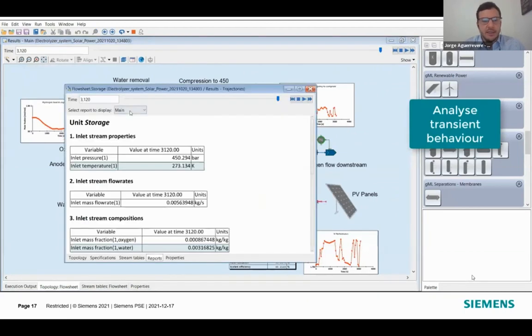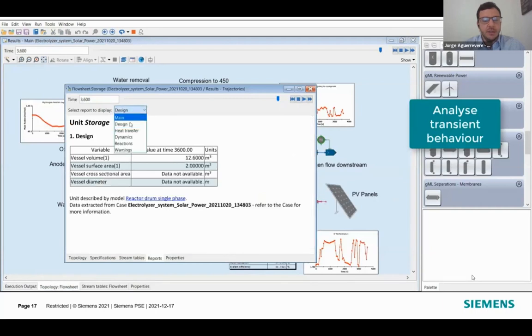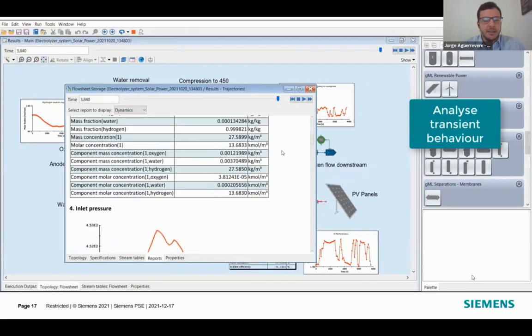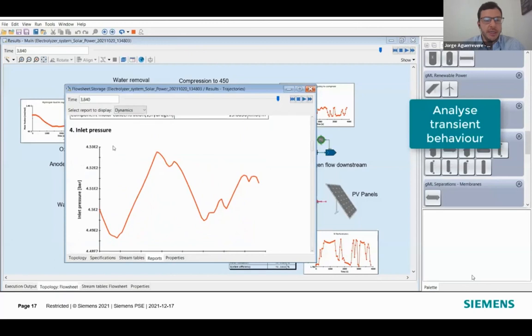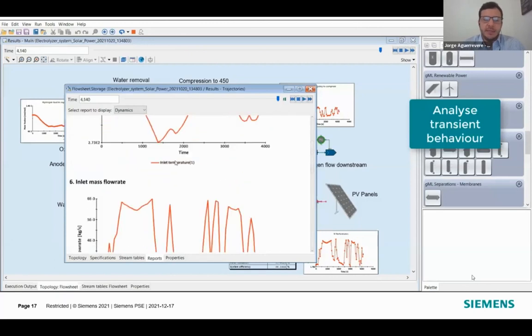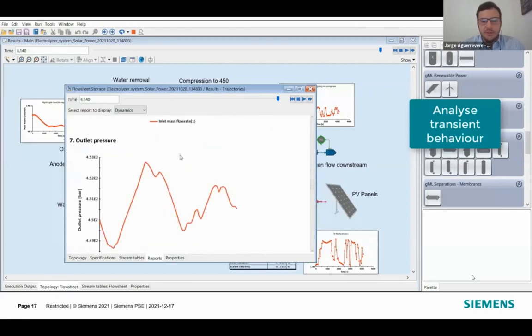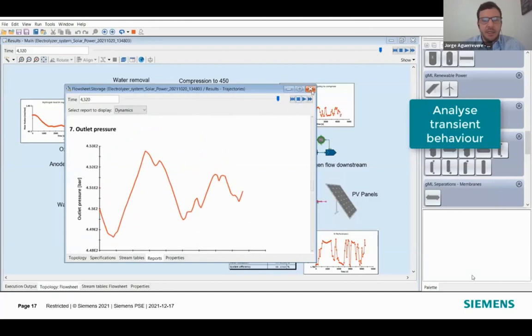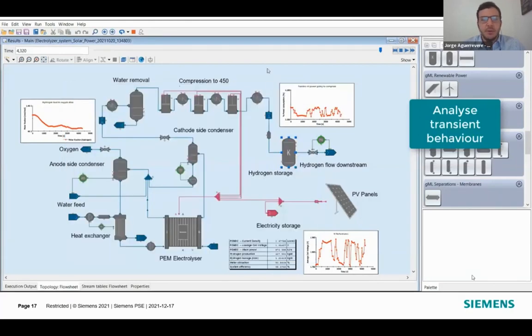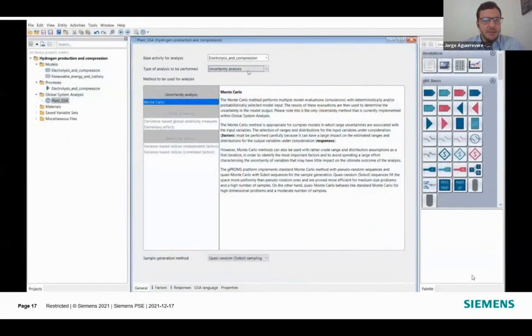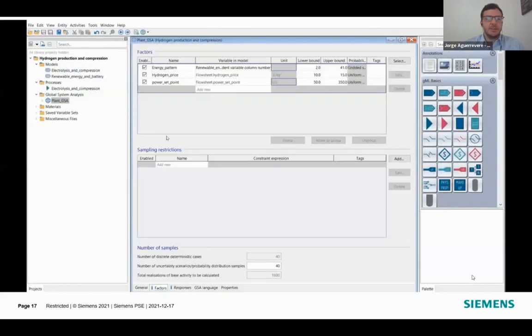And looking at the hydrogen storage and starting to track how that pressure is fluctuating over time, making sure that essentially during downtimes in power availability, our hydrogen buffers don't go below the limits we want them to, or similarly, that we never have to start curtailing energy because we don't have enough storage for hydrogen.